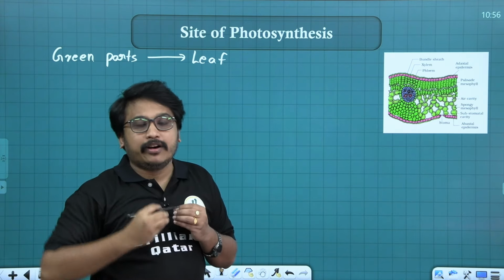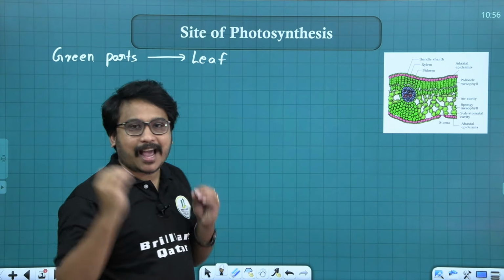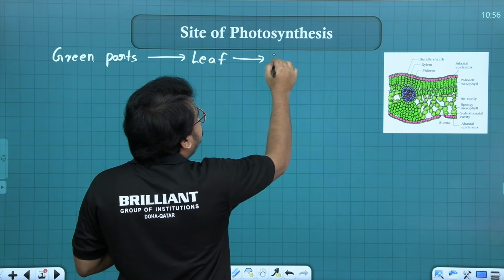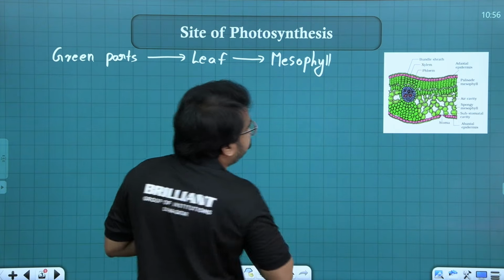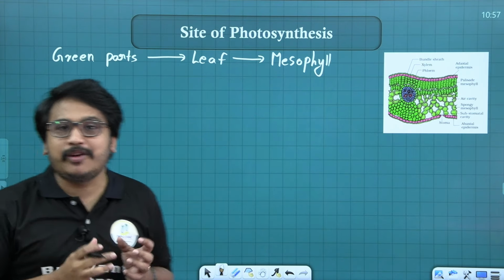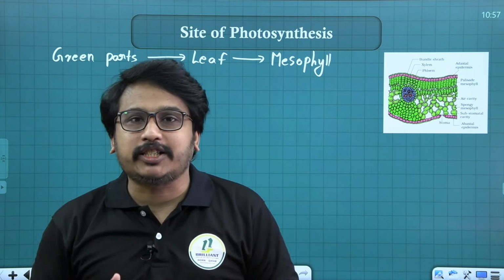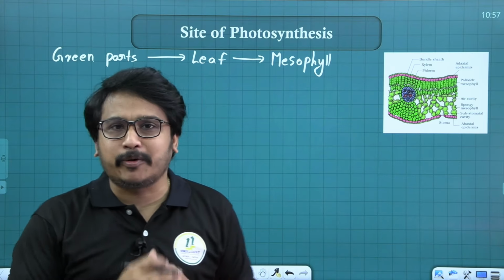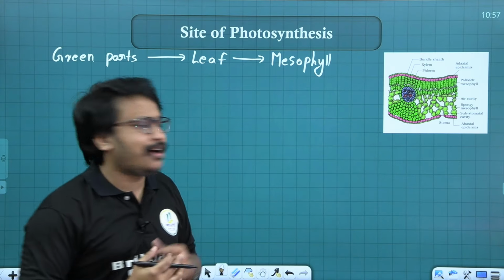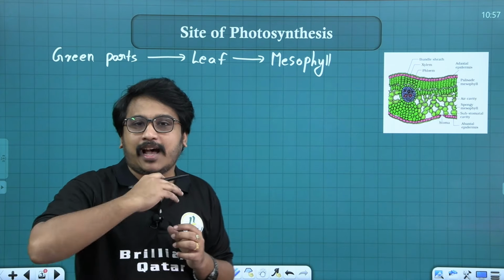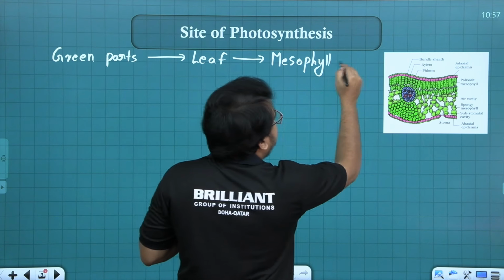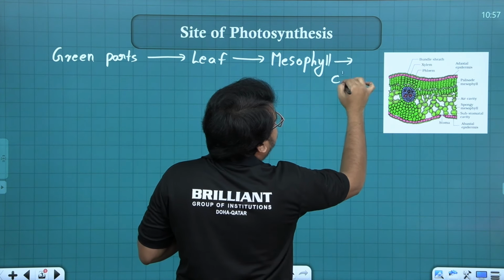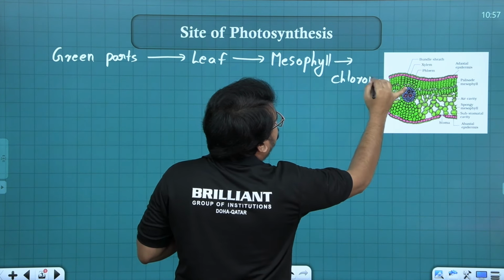And in the leaf, where is the photosynthesis taking place? Answer, in the leaf, photosynthesis is mainly confined to mesophyll cells. You might have learned the anatomy of flowering plants, the cross section of dicot leaf and monocot leaf. So to get more idea, let's have a discussion about the anatomy of dicot leaf. And in the mesophyll, the main site of photosynthesis that we will be discussing is chloroplast.